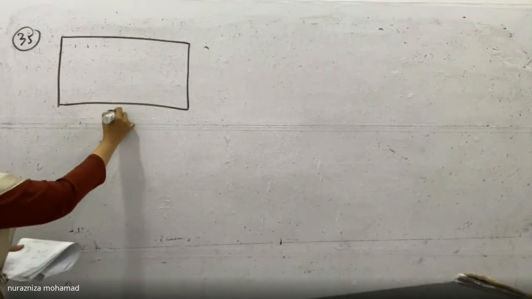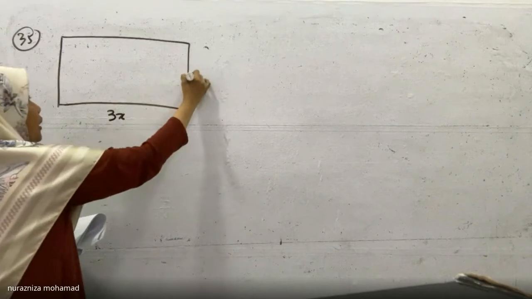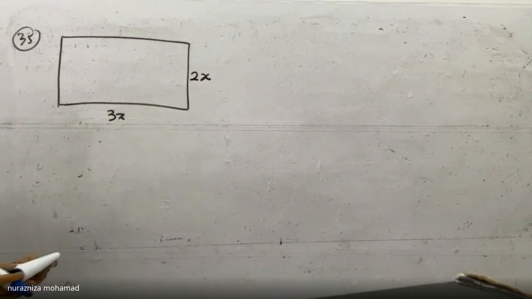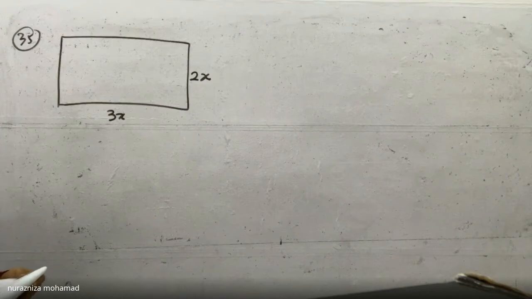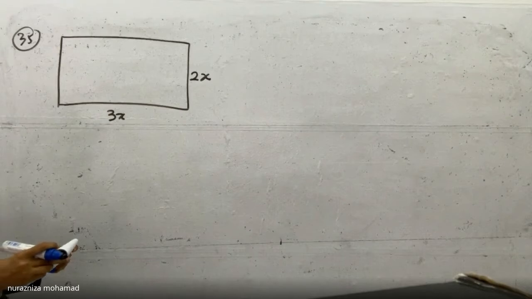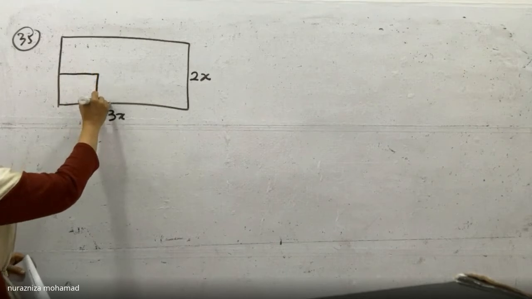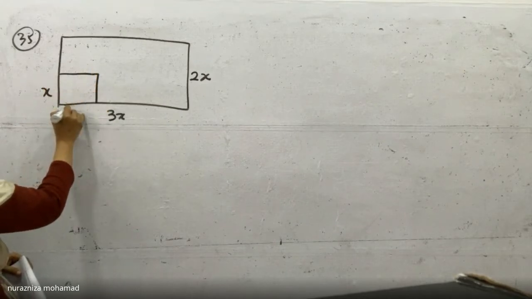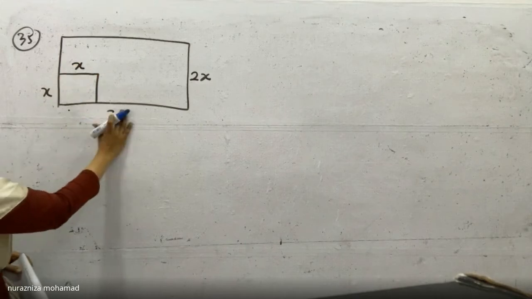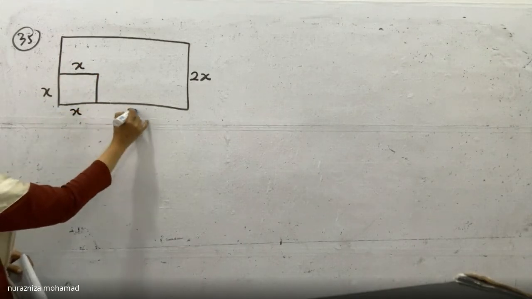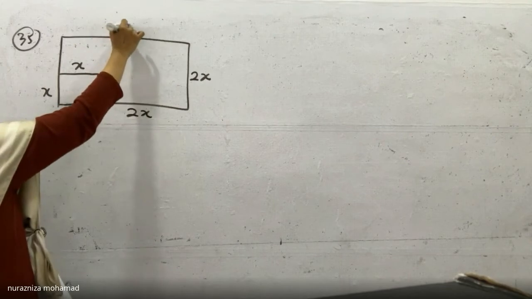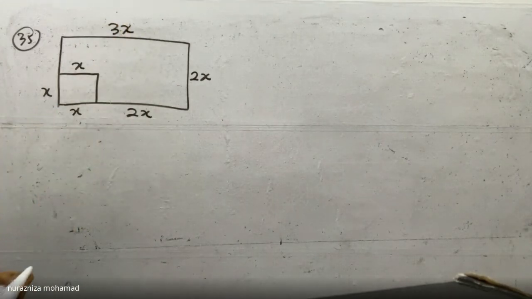So this part will be 3x meter. This part will be 2x meter. He cut part of the plywood into square. Square means all sides equal length. Okay, with side of x meter to make a table surface. So let's say I assume this is a square, so this is equal to x. This one is also equal to x. So therefore, here is x, here is 2x, because the length of the original plywood is 3x.